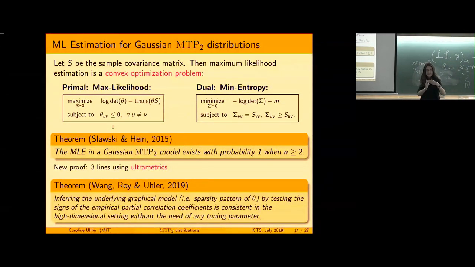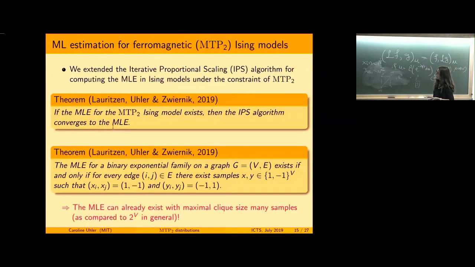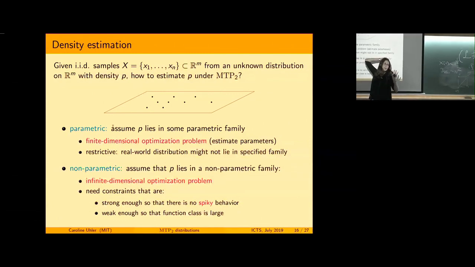So just constraining the optimization problem to be in this negative orthant actually makes it really, really nicely behaved as an optimization problem. And let me maybe go to the data example and then we can discuss this. So you get all these nice properties, right? In the parametric setting, you just get them for free, just by putting in MTP2 as a constraint.